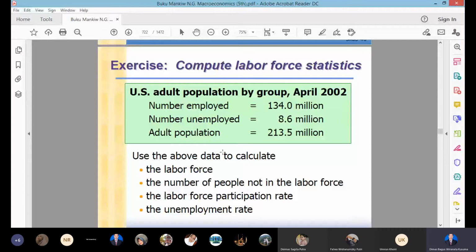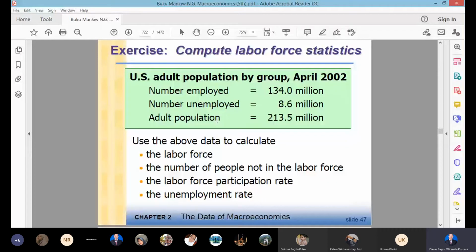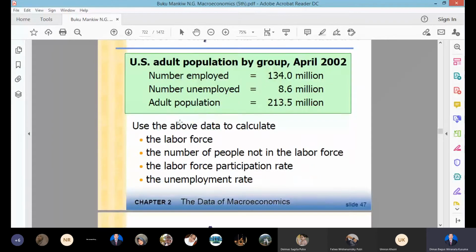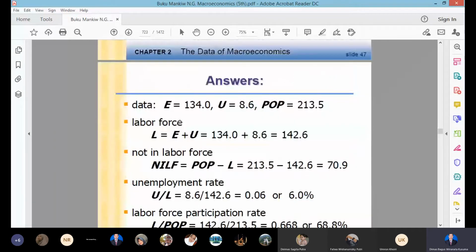So from this, we know the population is 213.5, and we divide this population into two parts: the labor force and the non-labor force. The labor force is divided into two parts: employed and unemployed. And here is the result. The data: employed 134.0, unemployed 8.6, population 213.5.